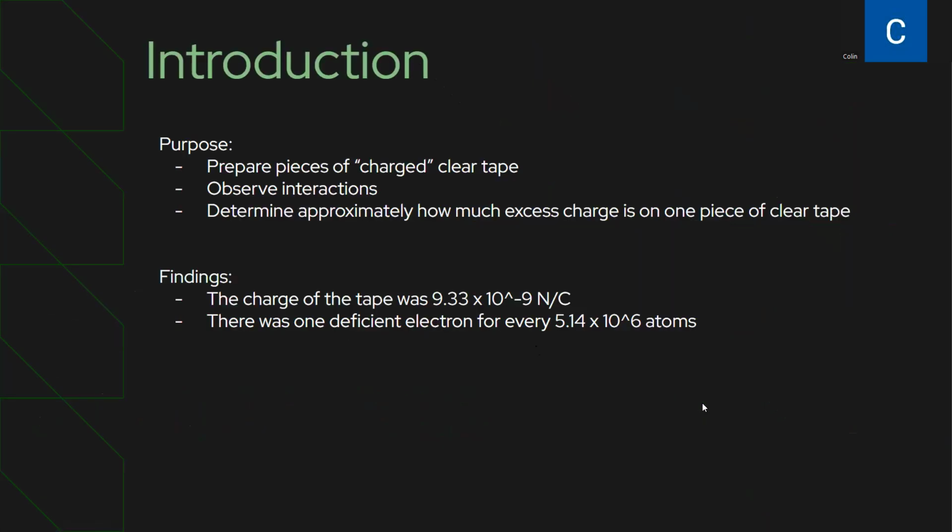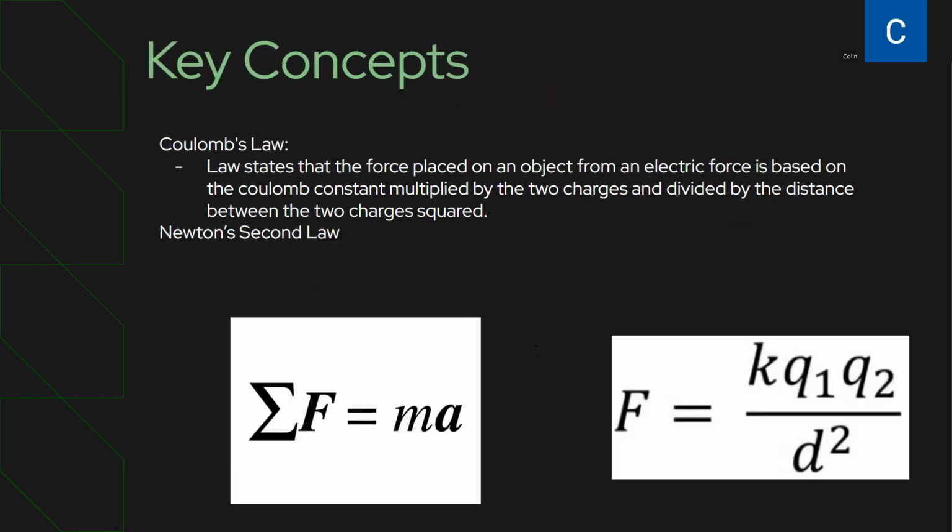All right, the purpose of this experiment is to prepare pieces of charged clear tape, observe interactions, and then determine approximately how much excess charge is in one piece of clear tape. Our findings were that the charge of one piece of clear tape was 9.33 times 10 to the negative 9 coulombs, and there was one deficient electron for every 5.14 times 10 to the 6 atoms.